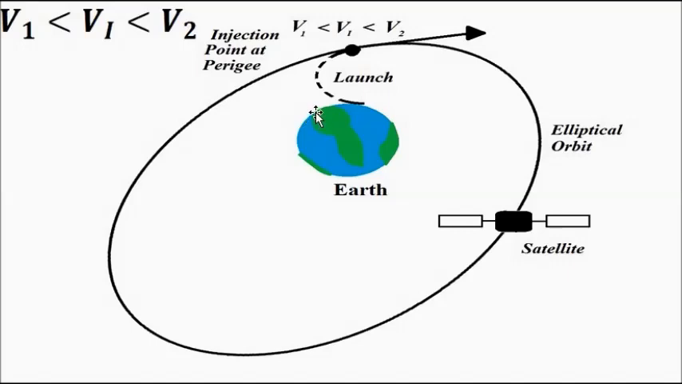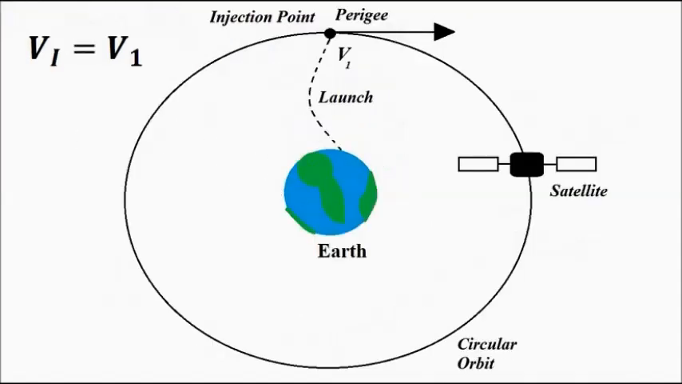Now, the shape of this elliptical path depends on how close this injection velocity is to the first cosmic velocity or to the second cosmic velocity. Depending on that, the shape of the elliptical orbit, or the eccentricity of the elliptical orbit, will vary. Also, the perigee and apogee distance will also change depending on this injection velocity. So if this injection velocity is close to the first cosmic velocity, it will be more similar to a circular orbit.